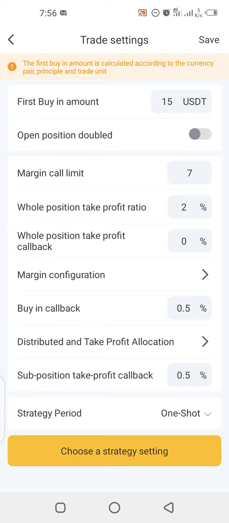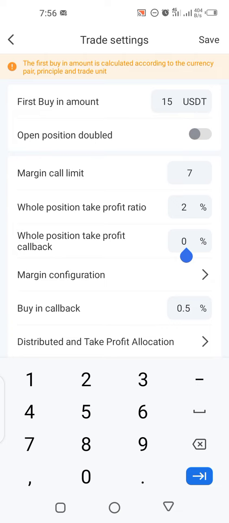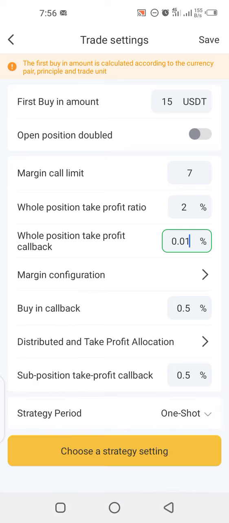It means that whenever the robot goes in the market for the first time, it will invest $15. Now, you need to understand that trading must have discipline. So your goal is to keep on growing your capital, right? I say you can have a maximum of 7 margin calls, between 4 to 6, 4 to 5. Now, your take profit depends on what you measured. The whole position take profit callback, I would recommend a 0 depending on the market situation, or you can keep this 0.1 or you can make it 0.01, right? The buy-in callback, you can make it 0.1.